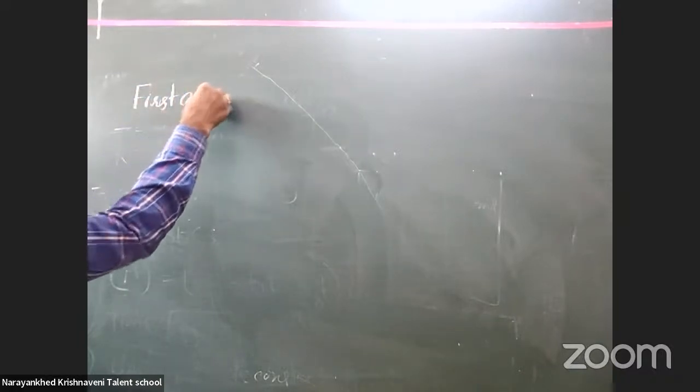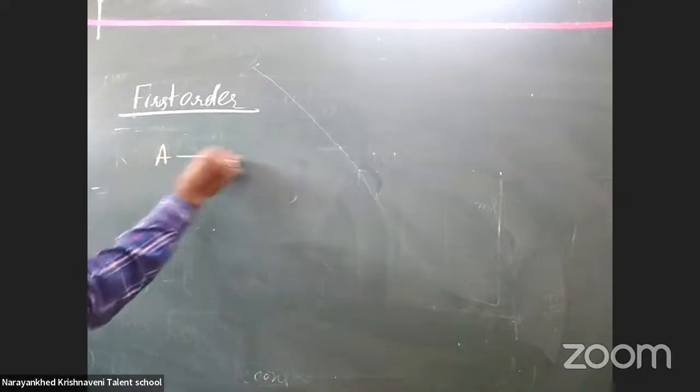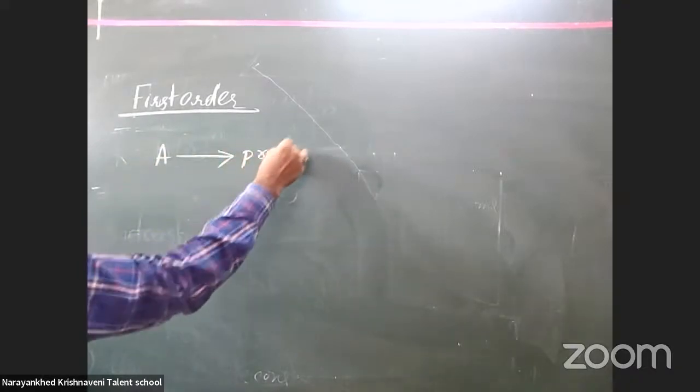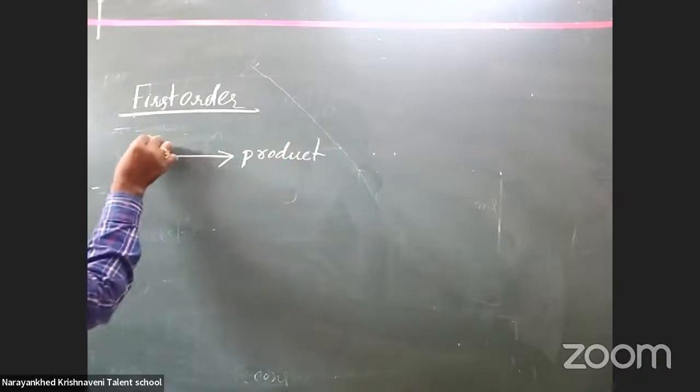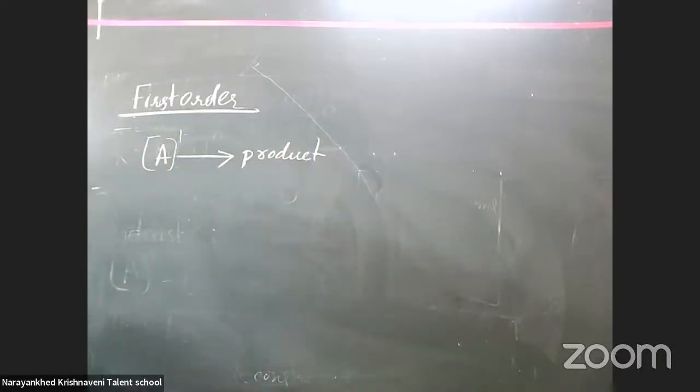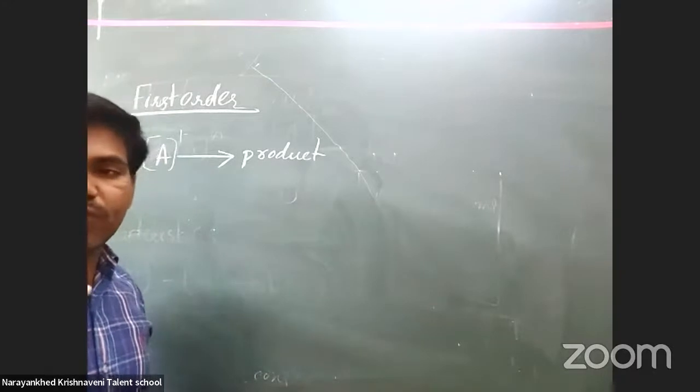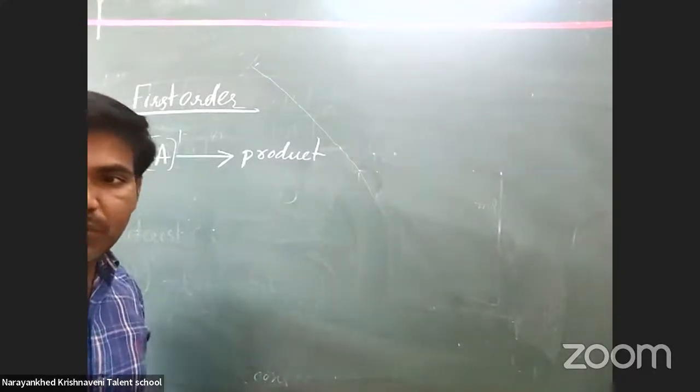How do we write the order? Any particular reactant produces the product. Now, the concentration of A only. That is called a first order reaction. A reaction is said to be first order if its rate is determined by the change in one concentration term only. Only one concentration term is there. It is called a first order reaction. Got it or not?